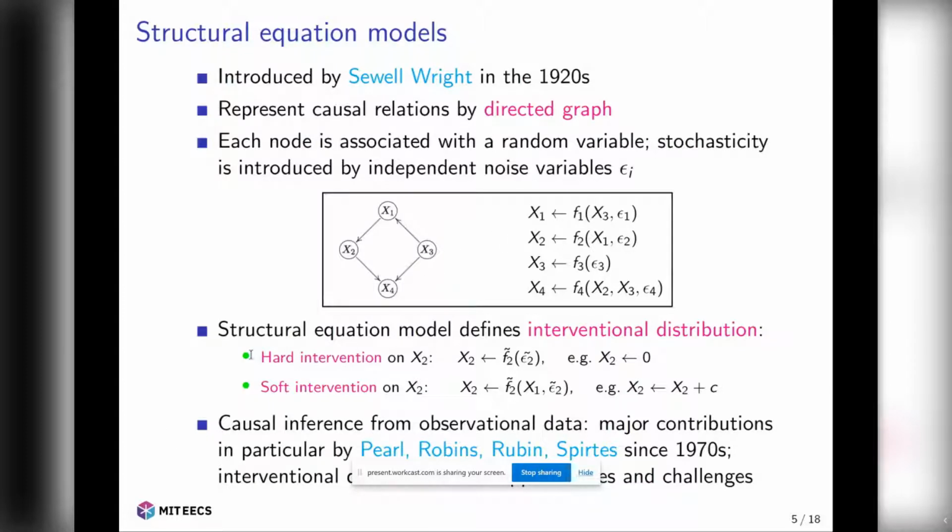So there is this general framework for causal inference from observational data, which already started in the 1970s. But now, of course, having access to perturbations is a whole new challenge and leads to completely new kinds of questions. Okay.